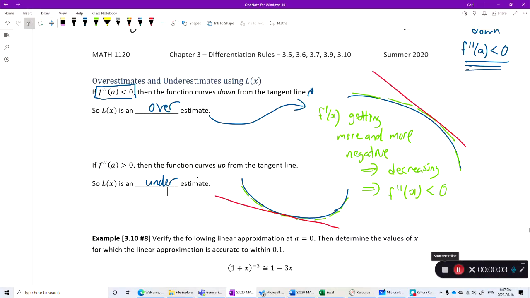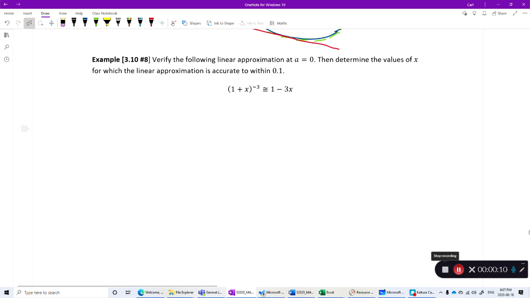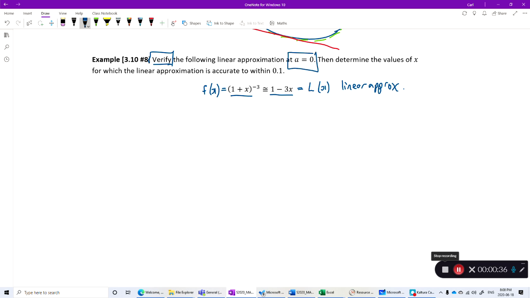Okay, let's carry on with some more linear approximation examples. So this one's a little different. We're given a function on the left side here, f of x, some kind of complicated function, and we're told that it's approximately equal to that. So this side is supposed to be the linear approximation. And we're going to verify that that is in fact the linear approximation at x equals 0.